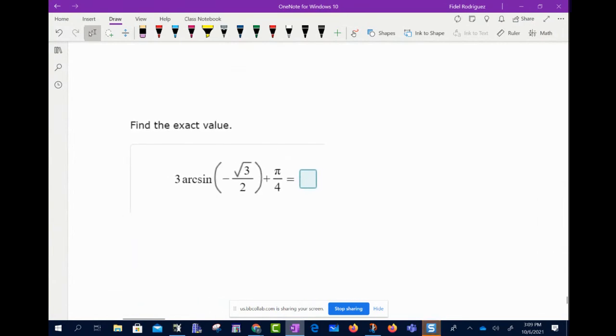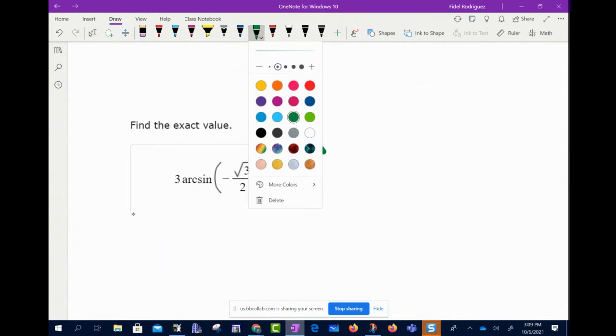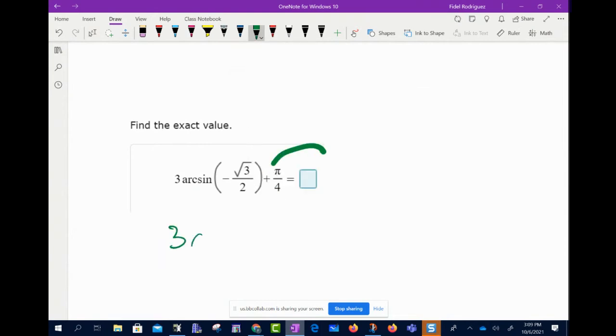There we go. Okay, so if I was doing this problem, y'all, first thing I would do, I'd move that pi over 4 over there. So that's going to give me 3 arc sine of negative square root of 3 over 2 is equal to a negative pi over 4. Oh, wait, you know what? My bad. Sorry. I'm getting ahead of myself here. I need to first find this. I was thinking about this differently. I would first find that. What's the arc sine of the negative square root of 3 over 2?